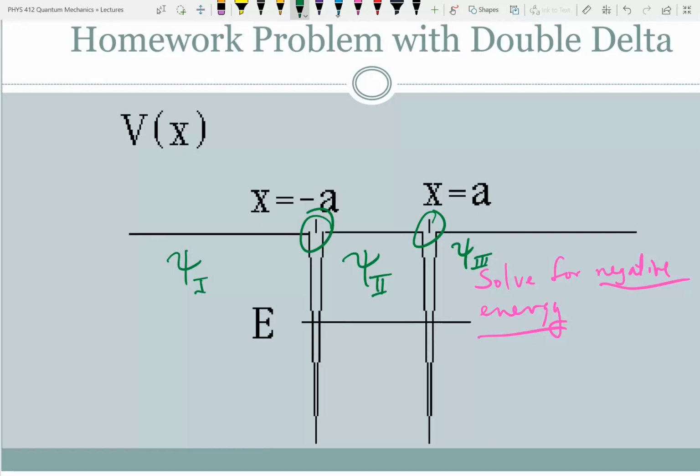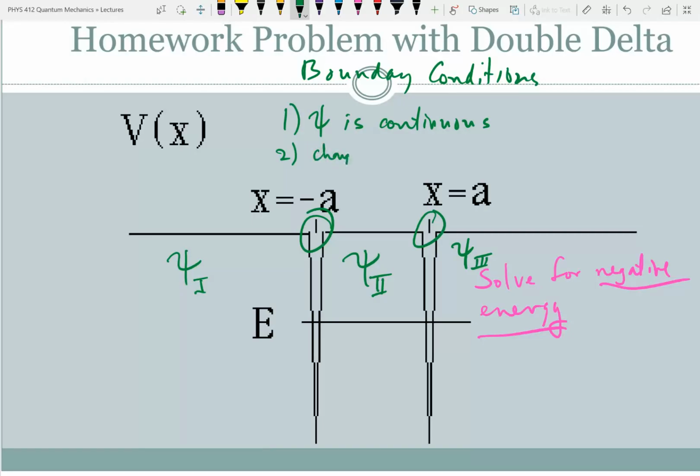I asked, what is our second boundary condition? First boundary condition is psi is continuous. What's the second one? The derivative is continuous except for when it goes to infinity. The change in slope is equal to, what do we get?